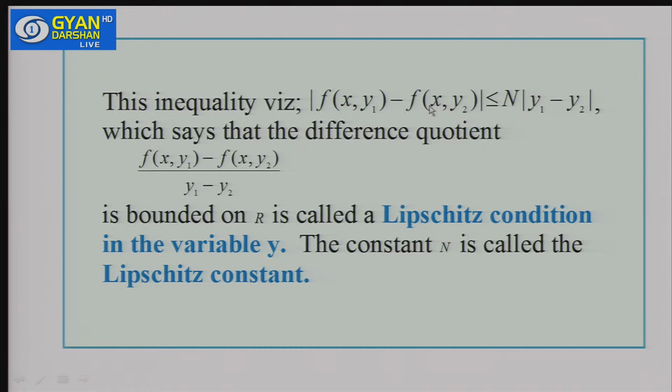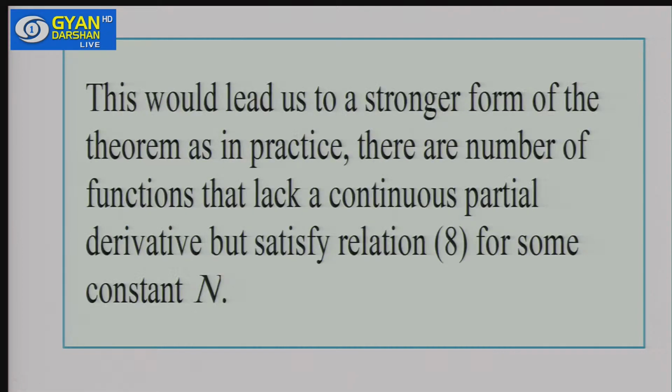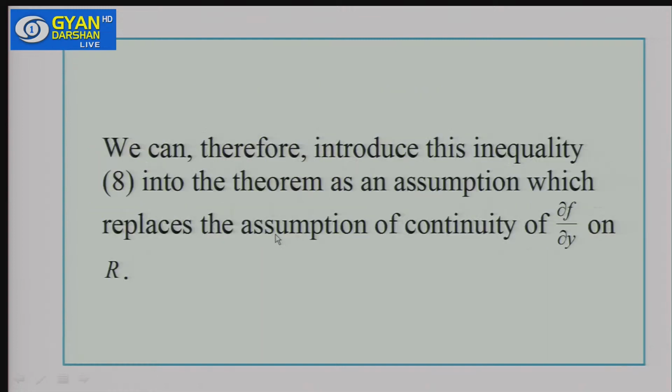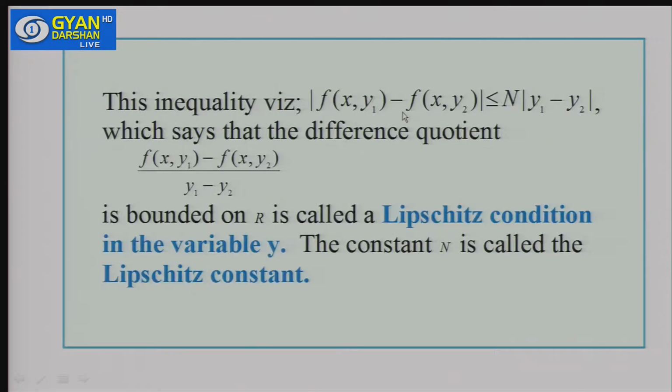The Lipschitz condition is lighter than the condition that the derivative has to be continuous. The derivative of f with respect to y has to be continuous. This was our condition. So we can drop this condition and add this one to make our theorem better by lightening the conditions. If you lose some conditions, then also you can use it, and then also it will be sufficient. So then it will include more functions. It is called the Lipschitz condition.